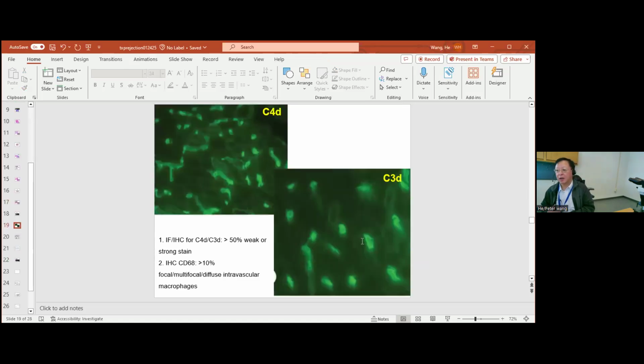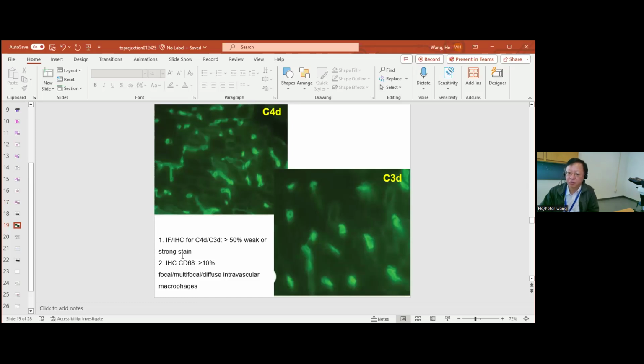So in our practice, we always use complement split products. One is C4d, another one is C3d. We use these as an index for antibody-mediated rejection. And this usually takes one more day, or at least 12 hours, so we always report it one day later.